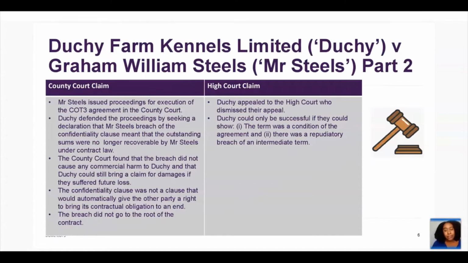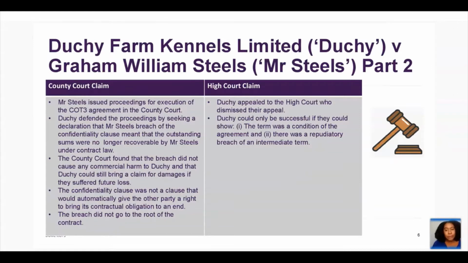It was found that the breach did not go to the root of the contract and was not a repudiatory or fundamental breach, which meant that Duchy still had to pay the monies it had agreed to pay. It also found that Mr. Steels had not renounced the contract by his actions. The matter went to the High Court.